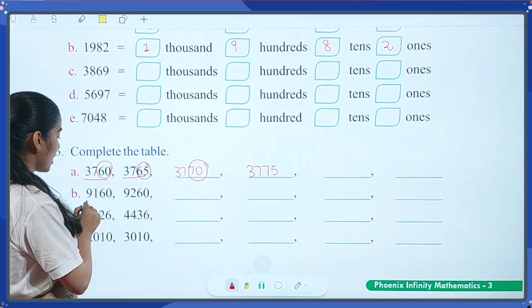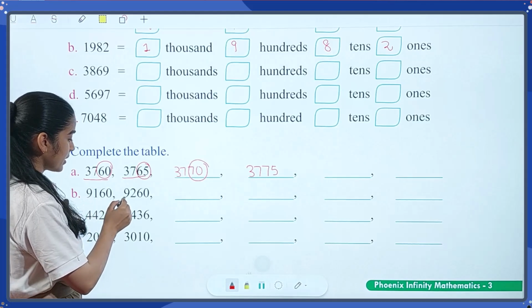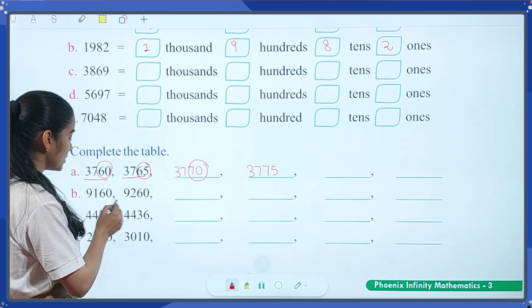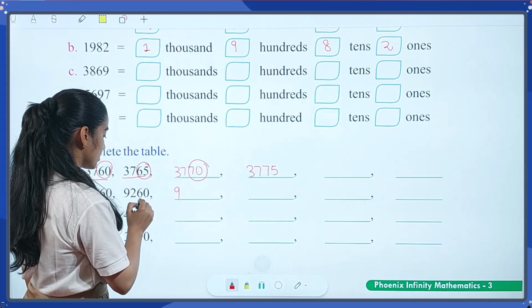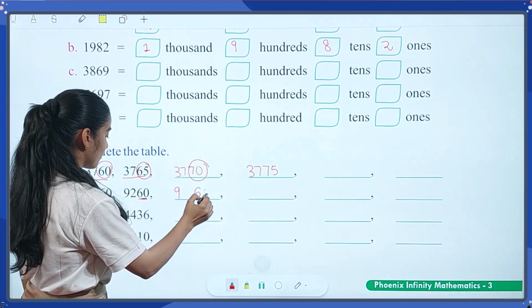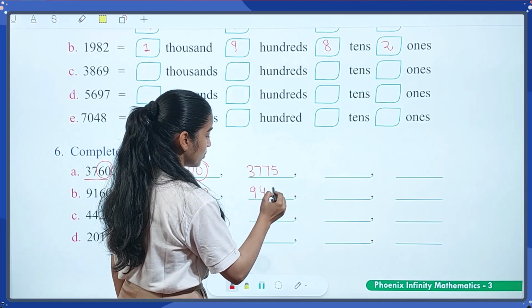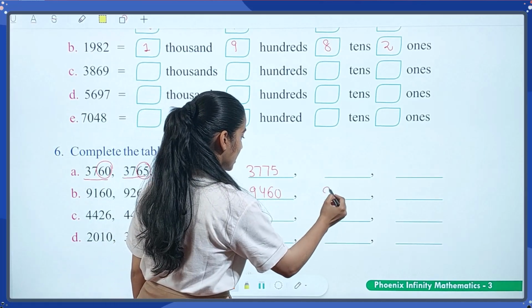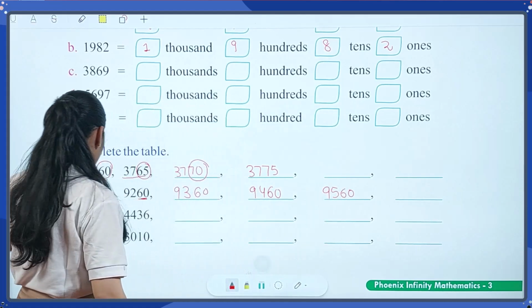Now in this we have 9,160 and in this we have 9,260. So it means we skip 100. So 960 will be the same. After 2 we have 3. Then 9, after 3 we have 4, 60 will remain the same. 9, 5 and 60. So in the same manner you have to do this.